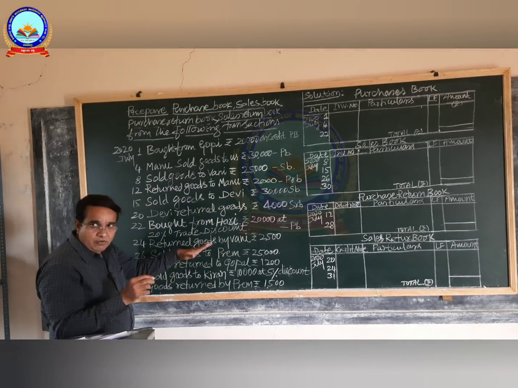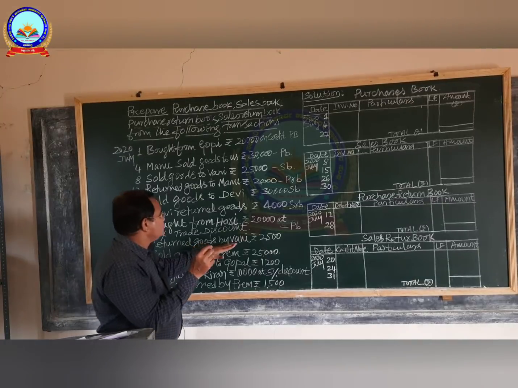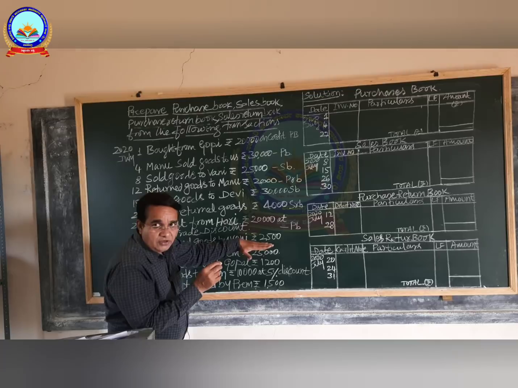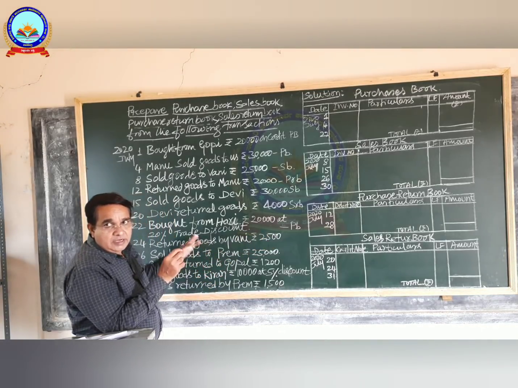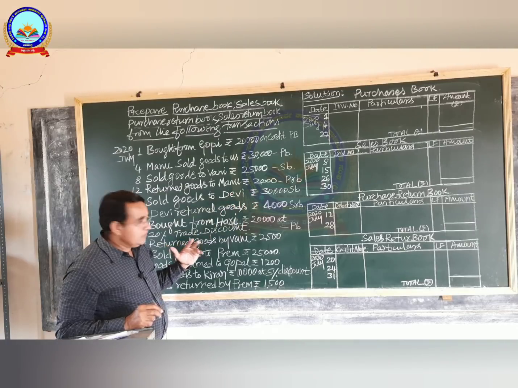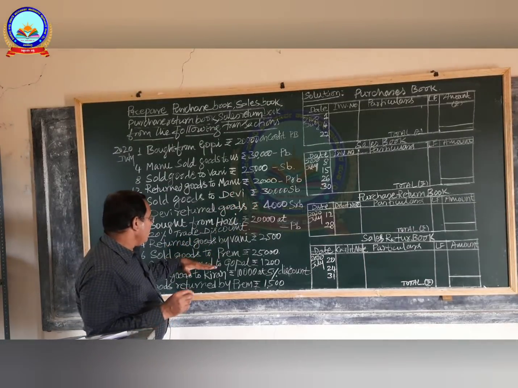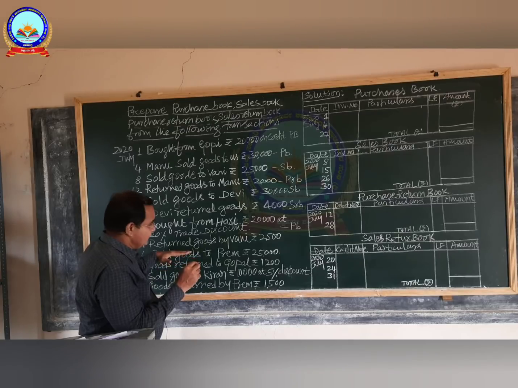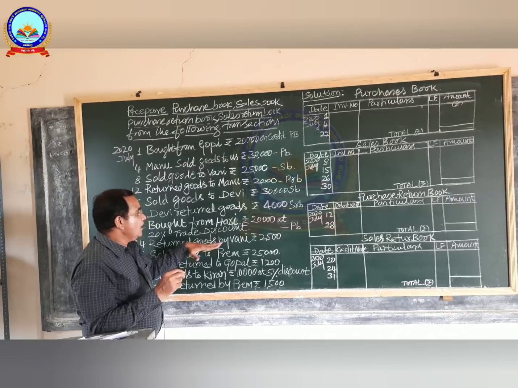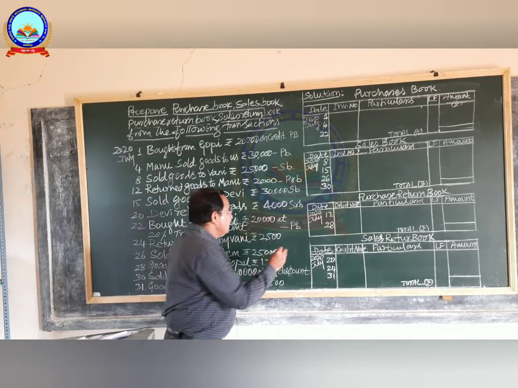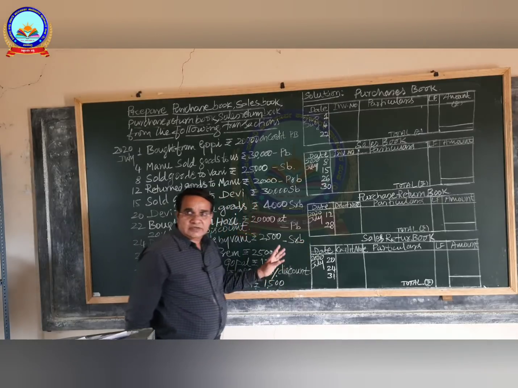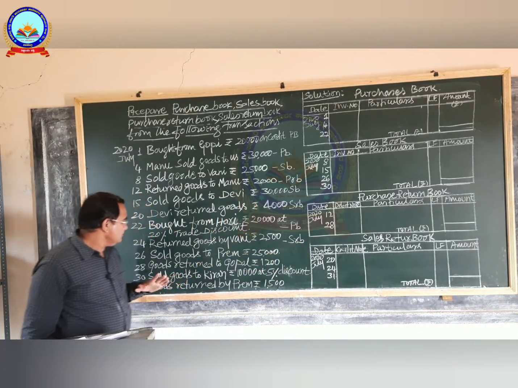Next, on 24th, goods returned by Vani, rupees 2,500. On a previous date, we had sold goods to Vani. Then on the 24th, Vani returned goods to us, and this transaction should be entered in the sales returns book.